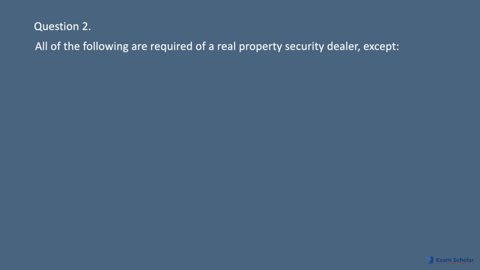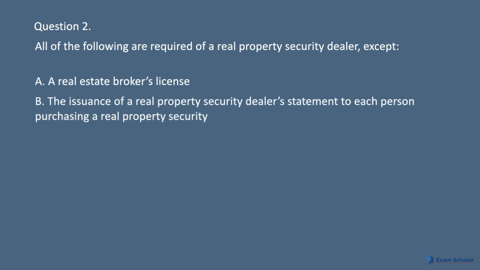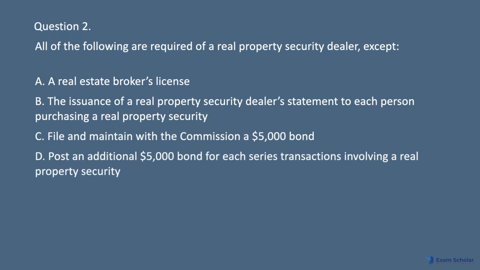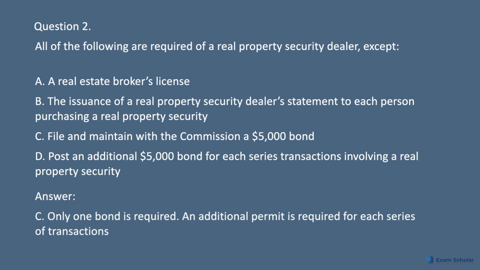Question 2. All of the following are required of a real property security dealer, except A. A real estate broker's license. B. The issuance of a real property security dealer's statement to each person purchasing a real property security. C. File and maintain with the Commission a $5,000 bond. D. Post an additional $5,000 bond for each series of transactions involving a real property security. Answer: C. Only one bond is required. An additional permit is required for each series of transactions.